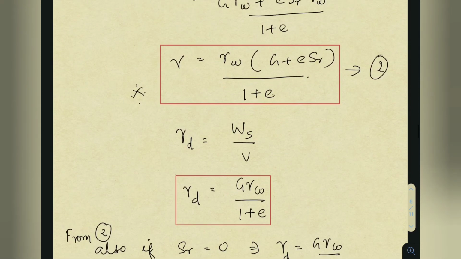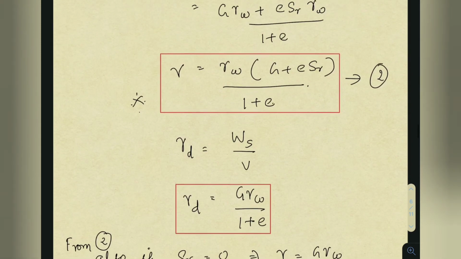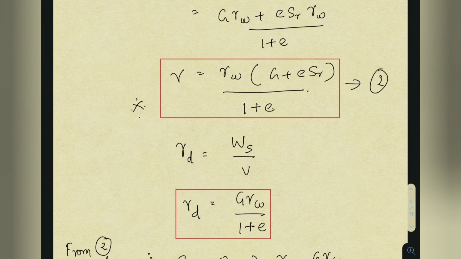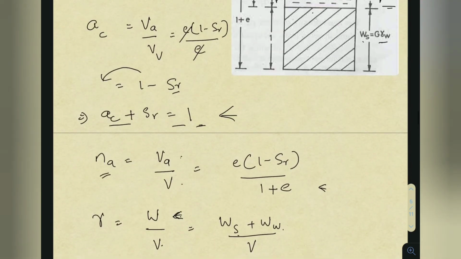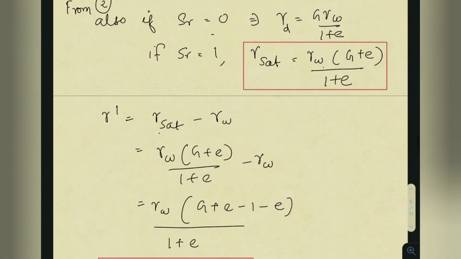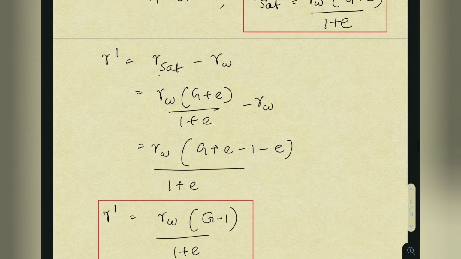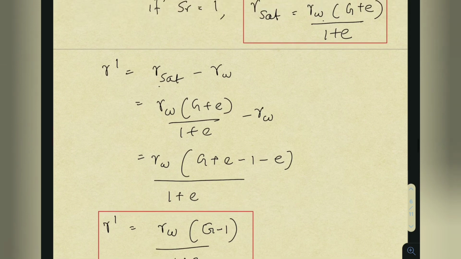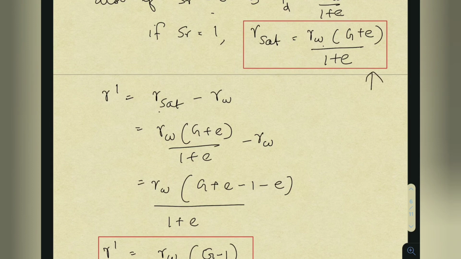Then we can get gamma d by doing it like this also, Ws by V. So Ws will be G gamma w, by V, which will be 1 plus e. Like this also, from the figure we get the gamma d value. So that is it. Then gamma submerged is equal to gamma saturated minus gamma w. So gamma saturated is this value minus gamma w.